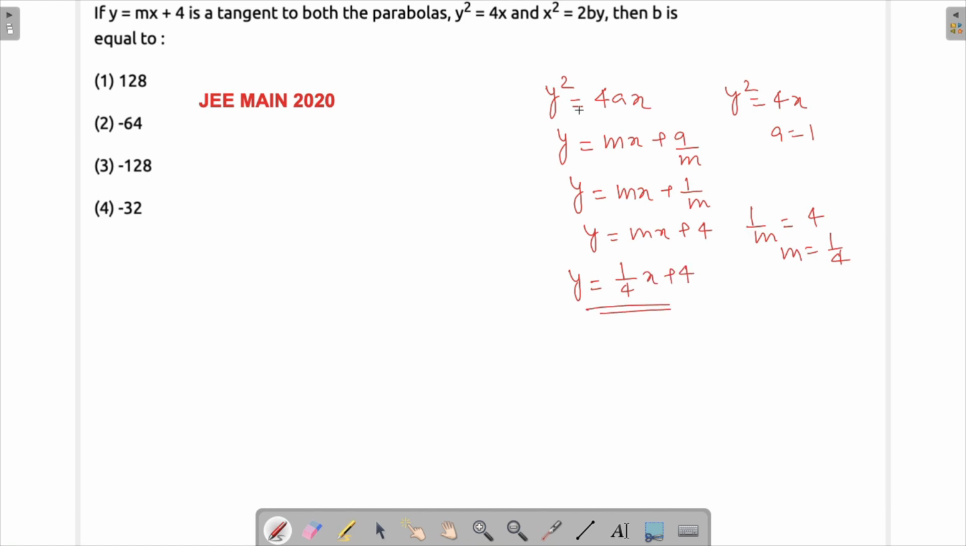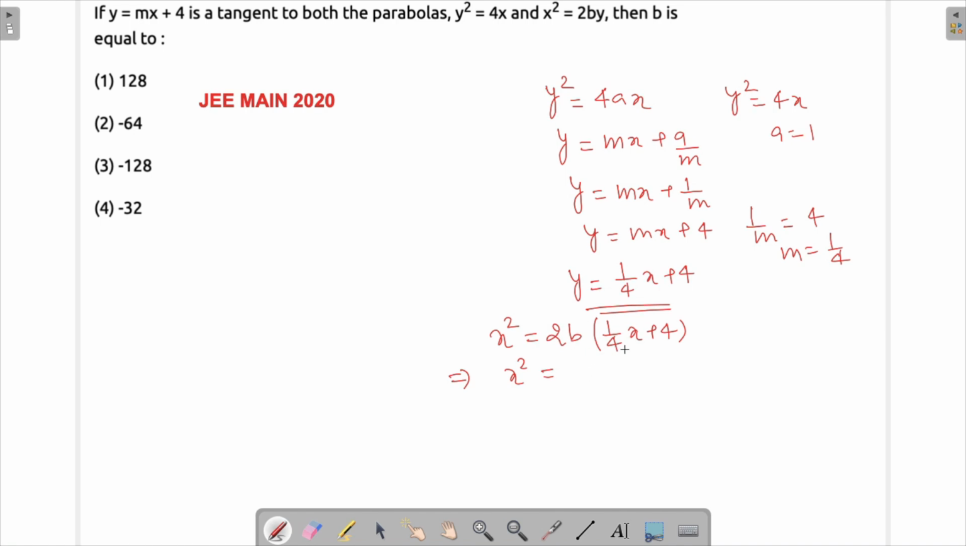Now, if this line is actually tangent to this parabola, then if I substitute the value of y in this equation, it just becomes a quadratic, and then this quadratic should have only one solution. That is what we do generally. So we will substitute y in this equation, x square equals to 2b times y, where y is actually 1 by 4x plus 4. By substituting this, what we're trying to find out is the point of intersection of this curve, right? And as this is a tangent, there will be only one point of intersection. That's the reason we later put a condition that this equation will have only one root.